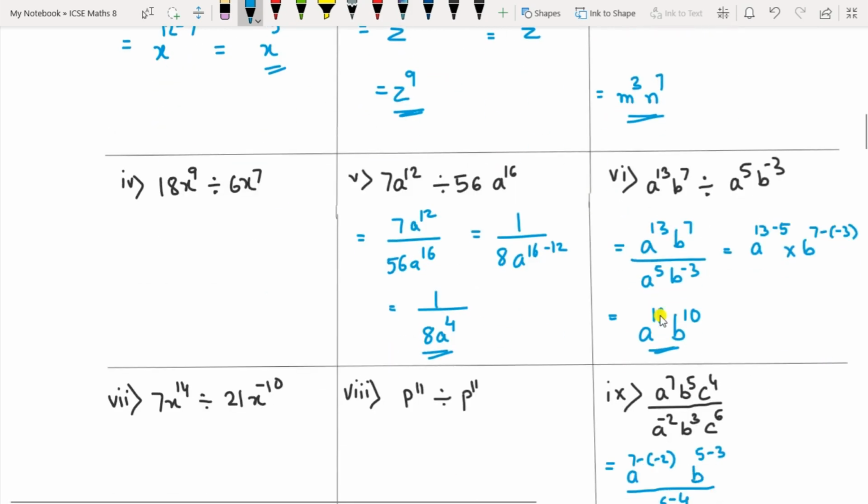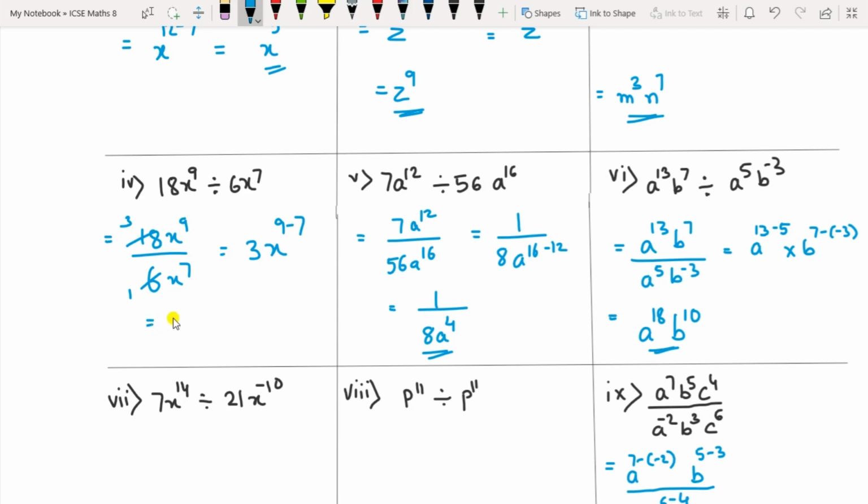Now these are the numbers here. Write in the division form first. 18 x raised to 9 upon 6 x raised to 7. This gets cancelled. 6 1s are 6, 6 3s are 18. So this is 3 x raised to, this 7 power will go up to the numerator and get subtracted. So it is x raised to 2. 3x square is the answer.